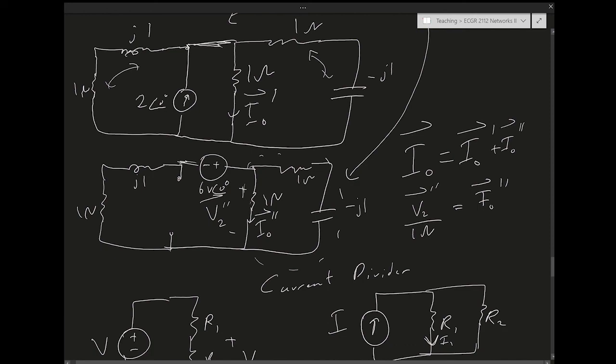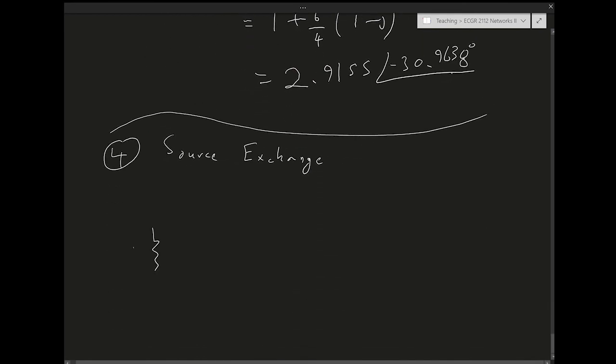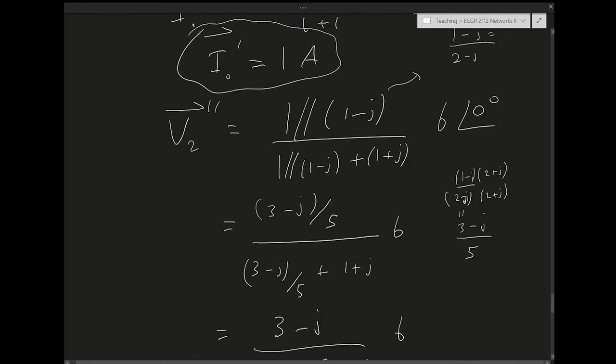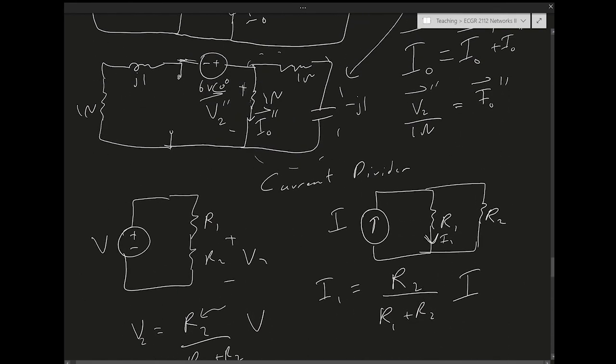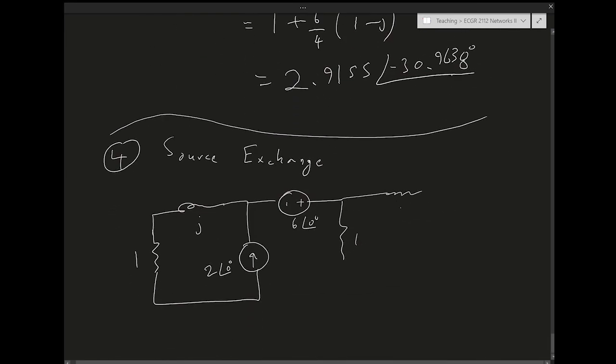All right, so let me do the circuit again. The circuit is again resistor 1, inductor j, and then a current source of 2 at 0 degrees. I have a voltage source of 6 at 0. Then I have R1, and then I have, let me remind myself, 1 and minus j, 1 and the capacitor. So I have here 1 and then minus j, which is the capacitor.